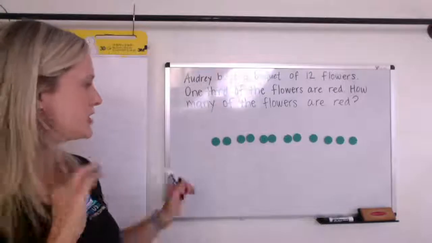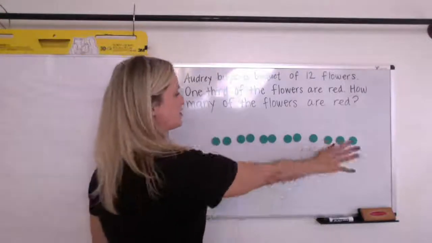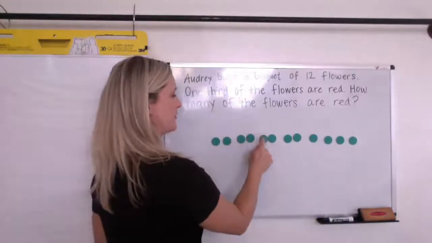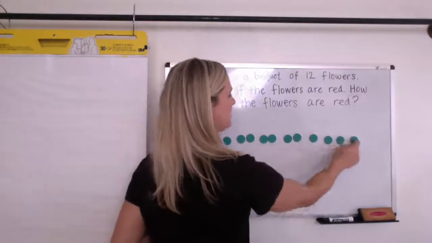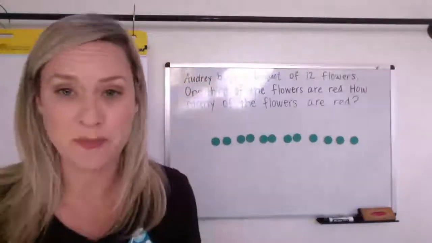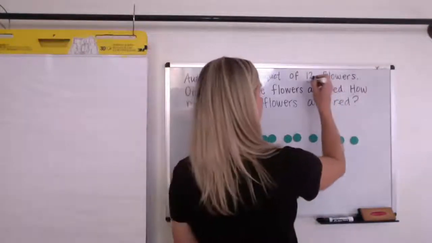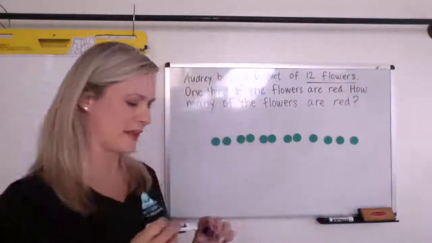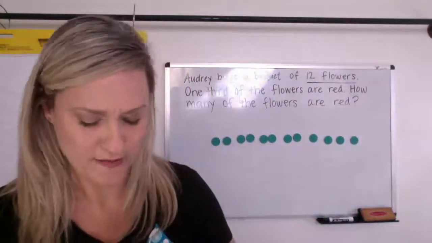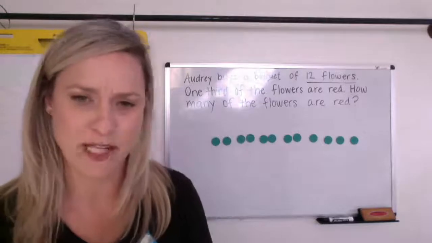Okay, so we could do, let's see, I already laid out 12 counters. 1, 2, 3, 4, 5, 6, 7, 8, 9, 10, 11, 12. Okay, so that represents the 12 flowers, right? How could we figure out if 1/3 of them are red, how many would be red?